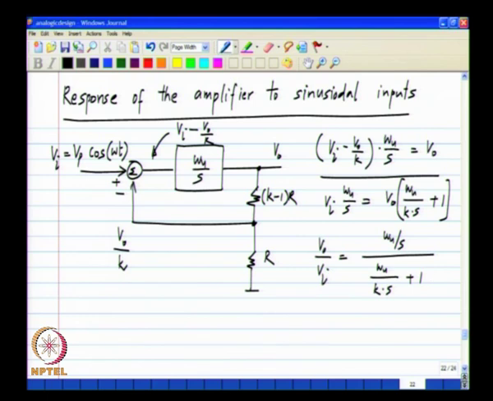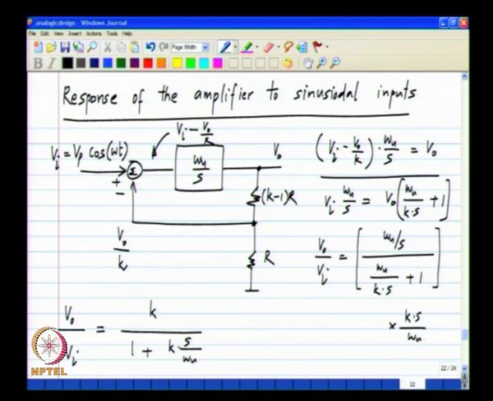Of course, normally transfer functions are not represented in this form, they are represented as a ratio of polynomials in S. So, we multiply both the numerator and denominator by k times s by omega u. Okay. So, when we do that, V naught by Vi becomes k divided by 1 plus k times s by omega u. Okay.